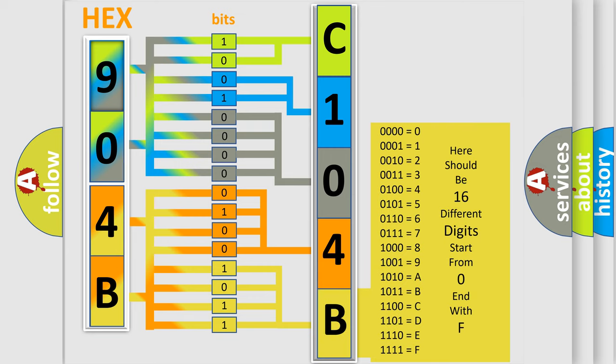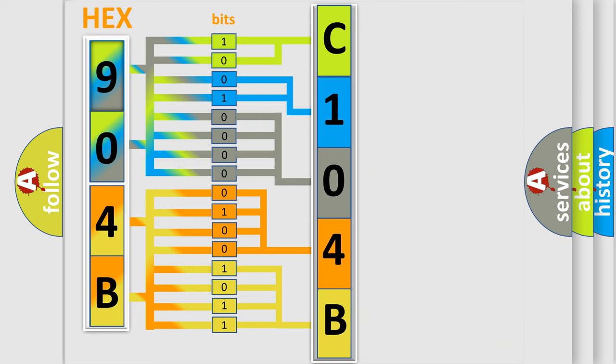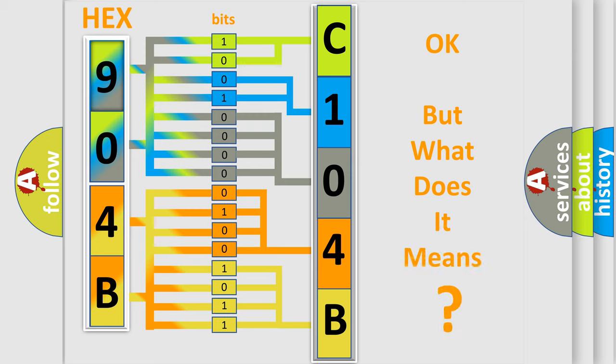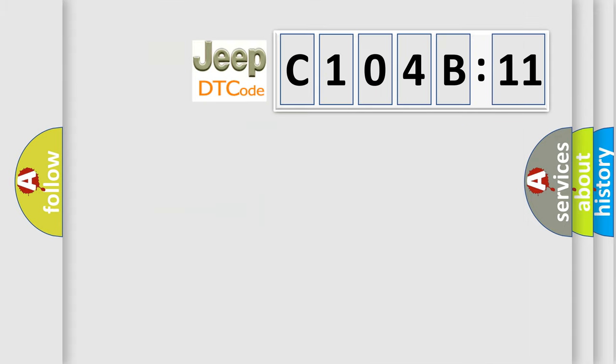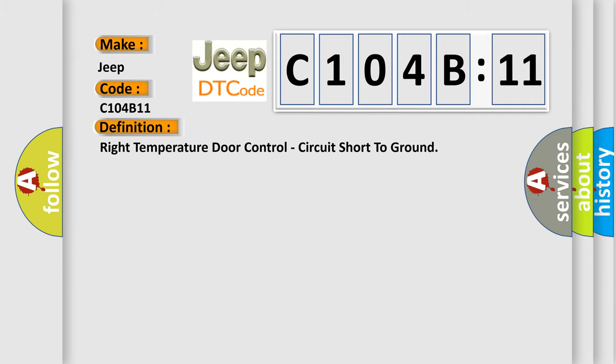We now know in what way the diagnostic tool translates the received information into a more comprehensible format. The number itself does not make sense to us if we cannot assign information to what it actually expresses. So, what does the Diagnostic Trouble Code C104B-11 interpret specifically for Jeep car manufacturers? The basic definition is right temperature door control circuit short to ground. And now this is a short description of this DTC code.